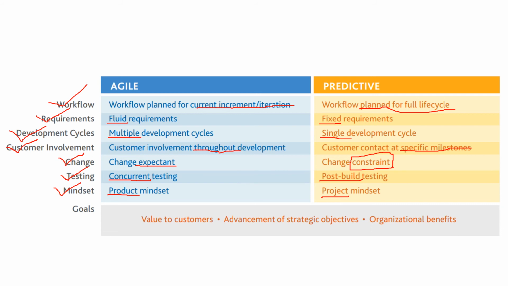So what are the goals? And this is where it gets interesting. The goals are similar, be it agile or be it predictive. We want to provide value to the customers. We want advancement of strategic objectives, and we want organizational benefits. So these are the goals. Whether you follow agile, whether you follow predictive, these are the very goals of both the models, right? So this is the difference. This is how it goes when we talk about agile and predictive.